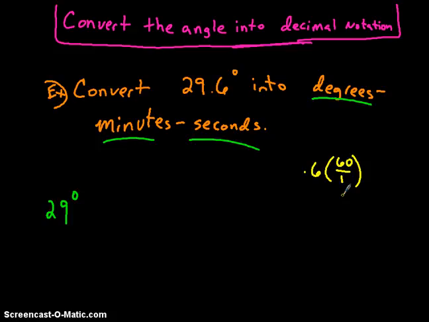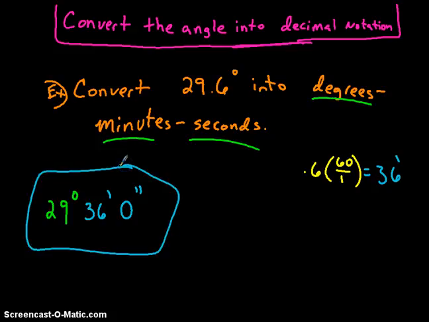When you multiply 0.6 times 60/1, you get 36. So this represents your number of minutes. So we have 29 degrees and then 36 minutes. We don't have any decimal part that follows this 36, so we don't have any seconds. So it'd be 0 seconds. So it's 29 degrees, 36 minutes, and 0 seconds. That's what 29.6 would be in degrees, minutes, and seconds.